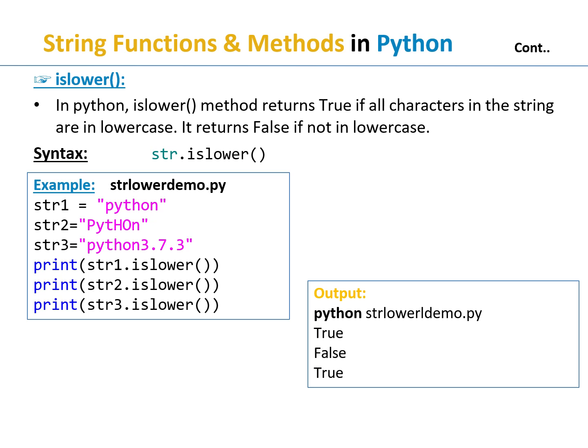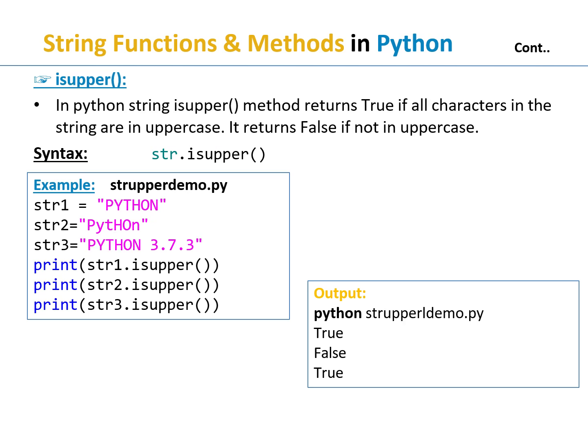Another method is islower. In Python, the islower method returns True if all characters in the string are lowercase. It returns False if they are not in lowercase. The syntax is str.islower(). Here is an example for the islower method.